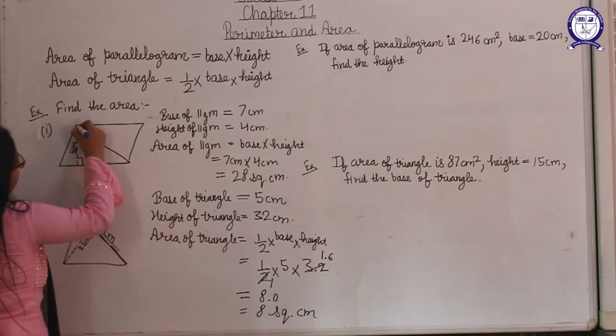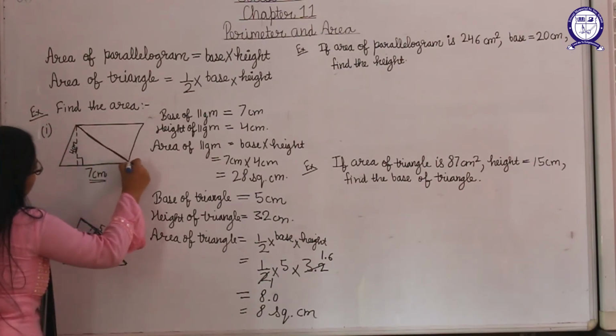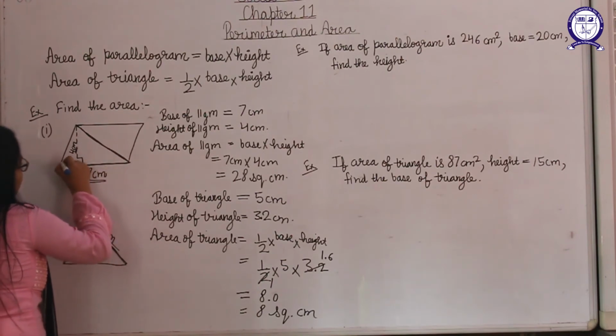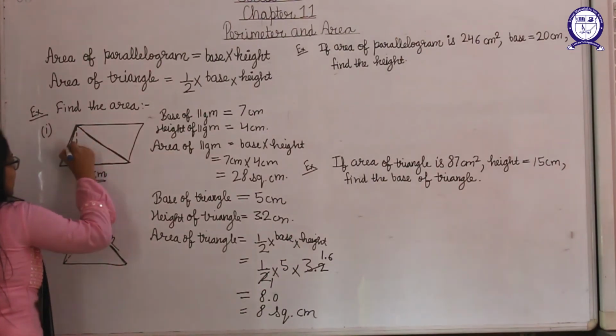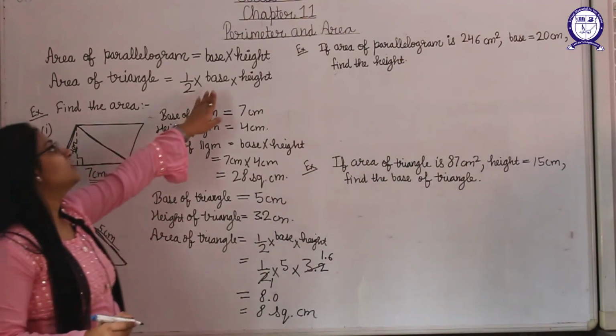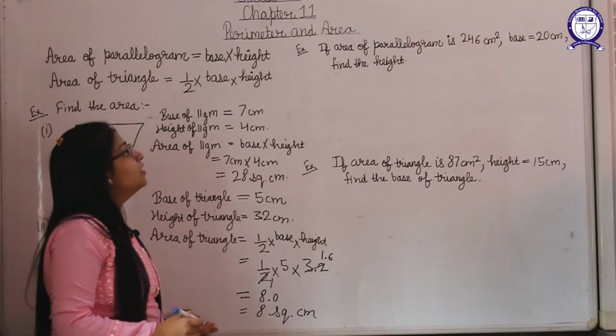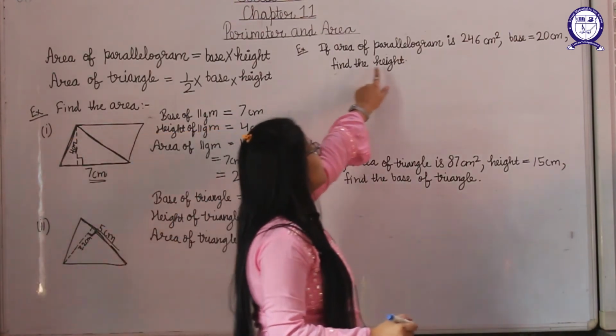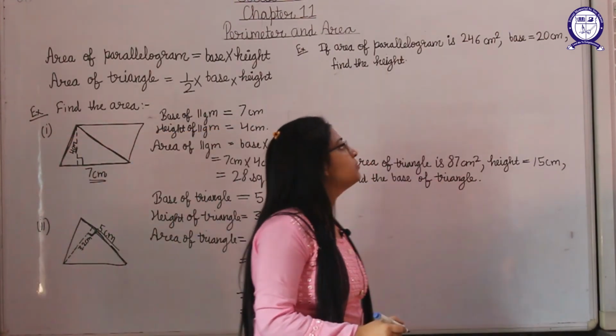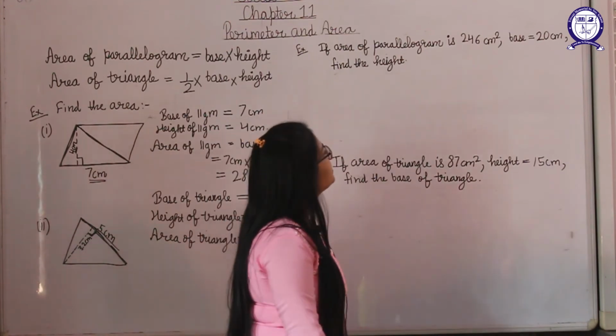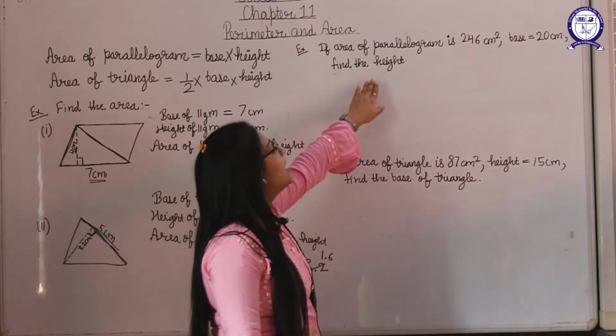If you will check, then here we are getting one triangle. That's why what we have done, half the area of parallelogram means half into base into height becomes the area of the triangle. Okay. Now the next question is, if area of parallelogram is 246 centimeter square and base is 20 centimeter, find the height.